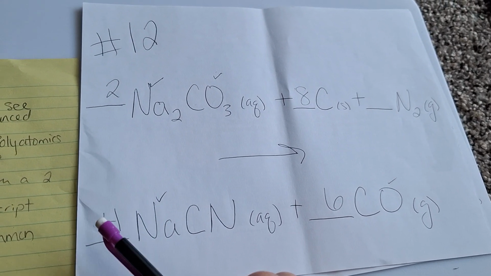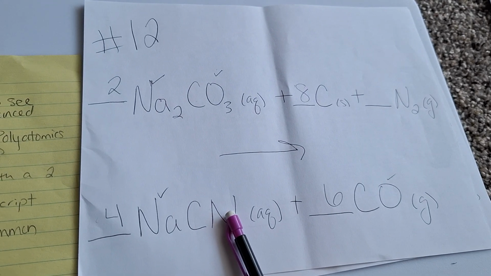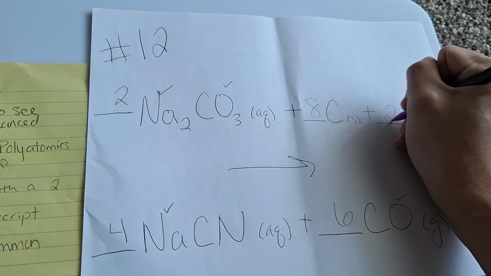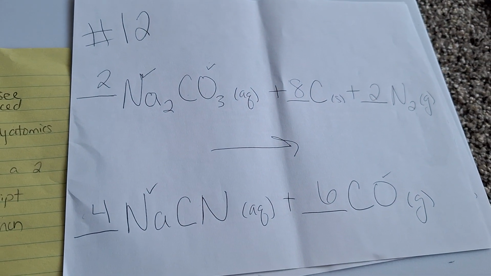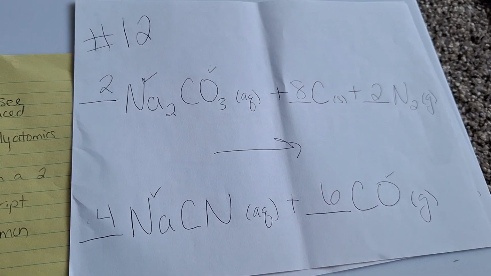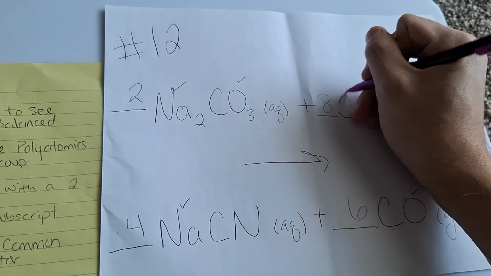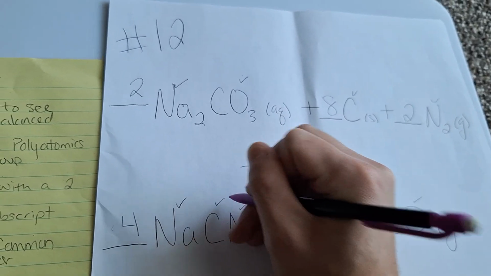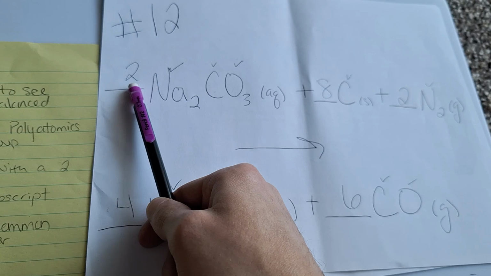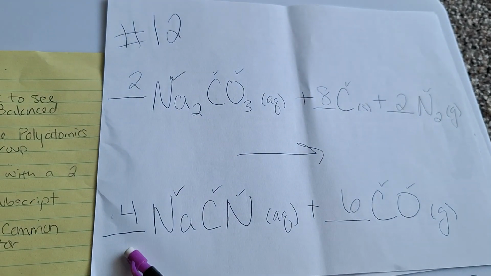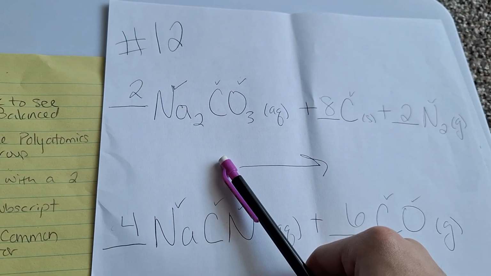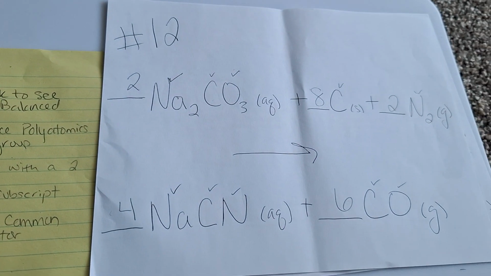And then we have 4 nitrogen and only 2 nitrogen. So 2 nitrogen. Okay? So now our nitrogens, everything balances out, and it's a beautiful little thing. Okay? However, 2, 8, 2, 4, 6. This is correct, but there is a better answer.